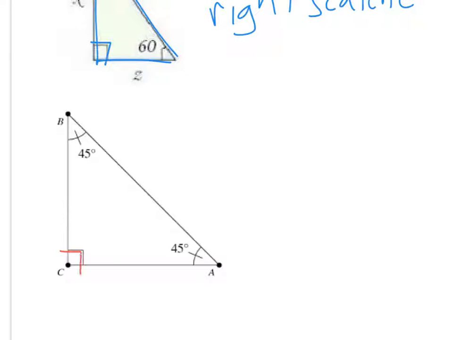This one is also a right. So we have a right, but what does it have? It has two angles that are equal. If the angles are equal, you might not have thought about this, but the sides will be equal. So there are two sides equal. So this is a right isosceles.